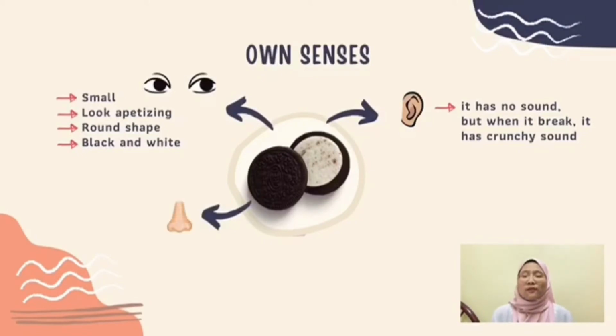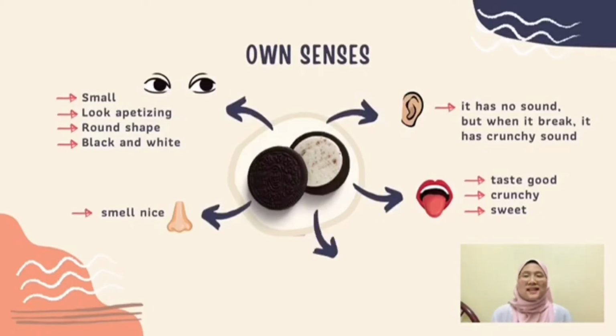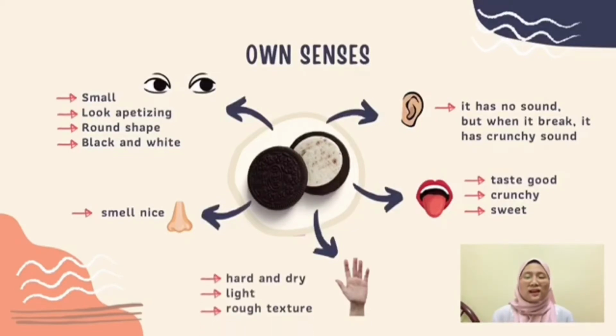Next, for the sense of smell, we use our nose to smell. When we smell Oreo, it smells nice. The next is the sense of taste. We use our tongue and mouth to taste the food. When we taste Oreo, it tastes sweet, crunchy, and of course, it tastes good. The last sense is touch. We use our hand and skin to touch. When we touch Oreo, we can feel that it's hard and dry and also light, and the texture is rough.